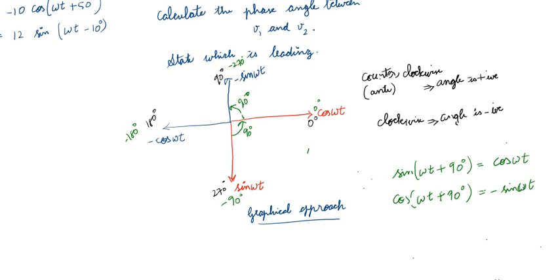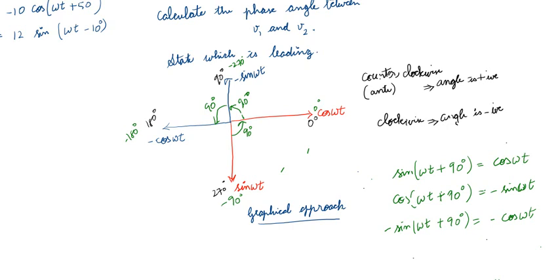Similarly, you can try for the others. You can write it for this axis. If I am at minus sin omega t and go plus 90, I will go to minus cos omega t, because the first and the third are the same and the minus signs cancel. I hope it's okay now.